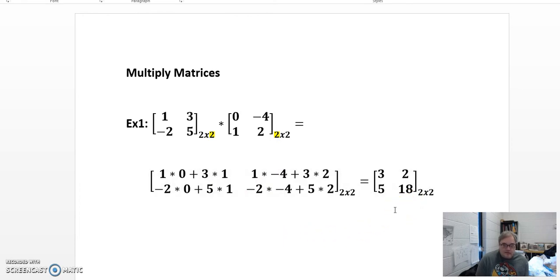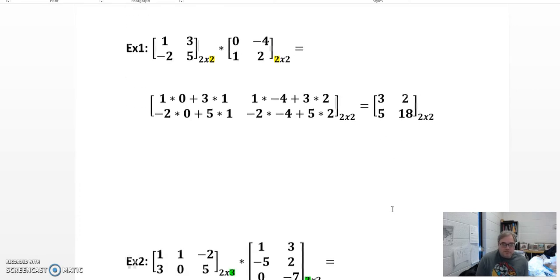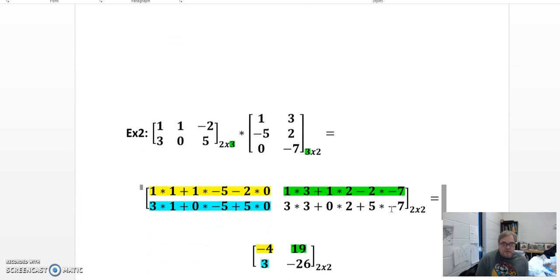Now pause this, write that down, and try it yourself. See if you get the same answer. And you're going to see a pattern emerging in here. But remember, row times column. So here's another example.